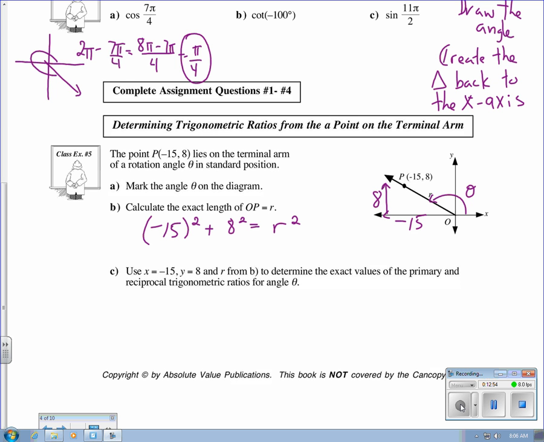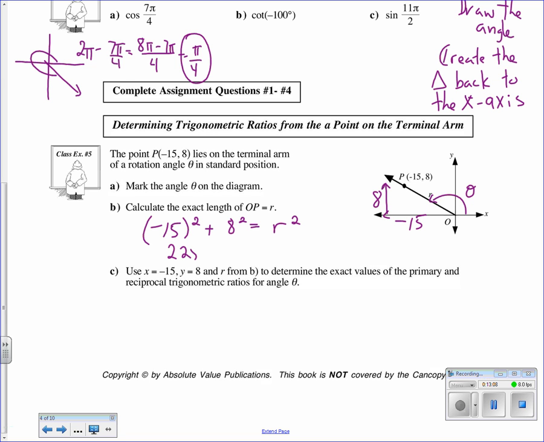So I've marked the angle. Remember, the angle in standard position starts at the positive x-axis, and now I'm going negative 15 and squaring it, making sure I put it in brackets. Otherwise, my calculator does a pretty poor job. So 225 plus 64 is equal to r squared. And the square root of 289 is a number that you may be familiar with. R is equal to 17. So now I can deal with my trig ratios.